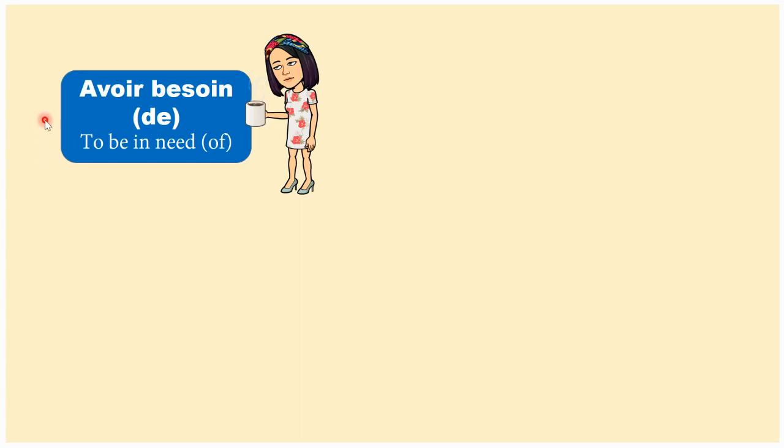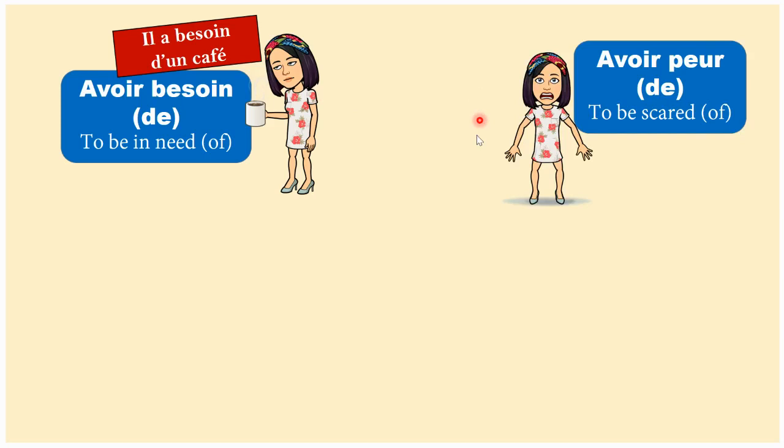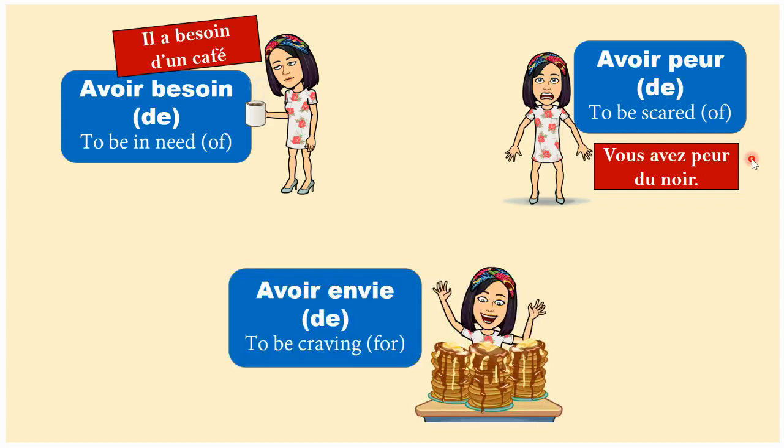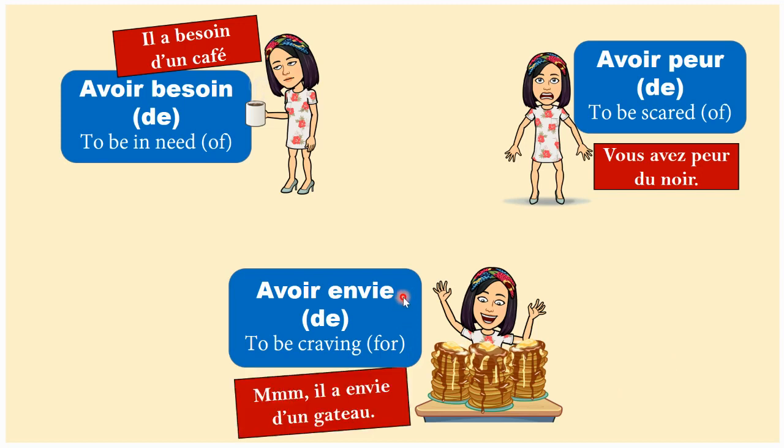The last ones. To be in need of, or to need. Avoir besoin de. Il a besoin d'un café. He needs coffee. To be scared of. Avoir peur de. Vous avez peur du noir. You are scared of the dark. To be craving for. Avoir envie de. Il a envie d'un gâteau. He is craving for a cake.